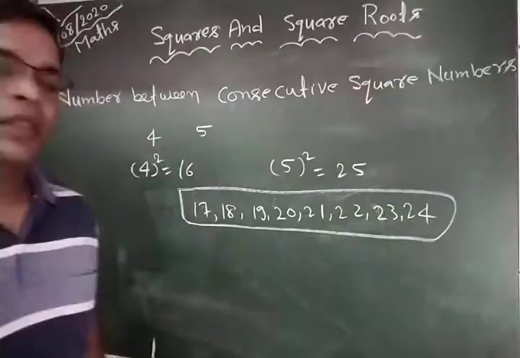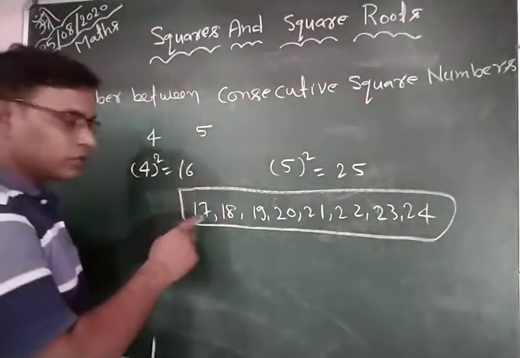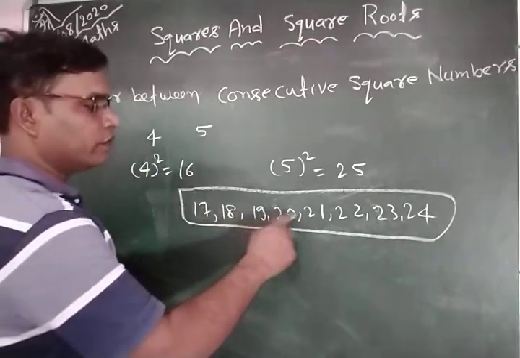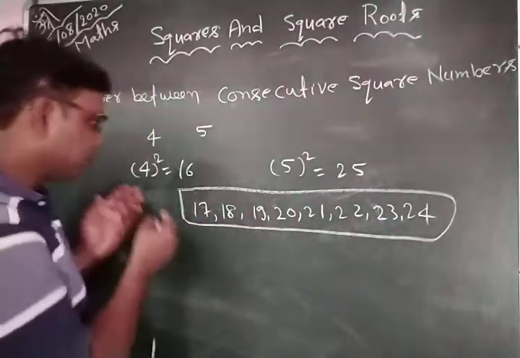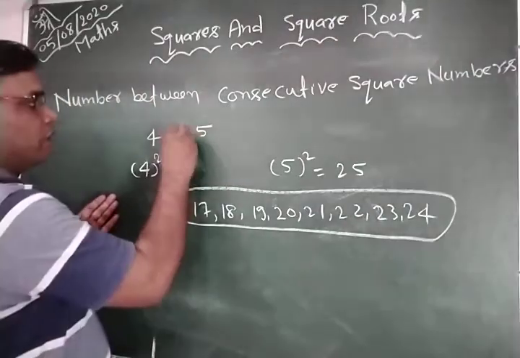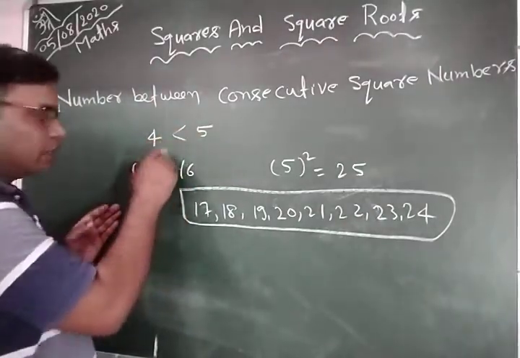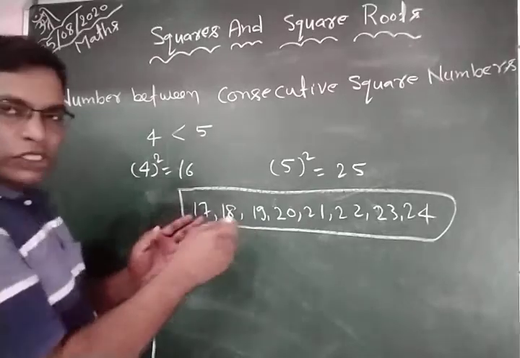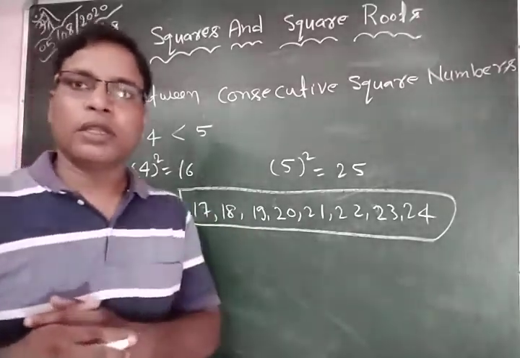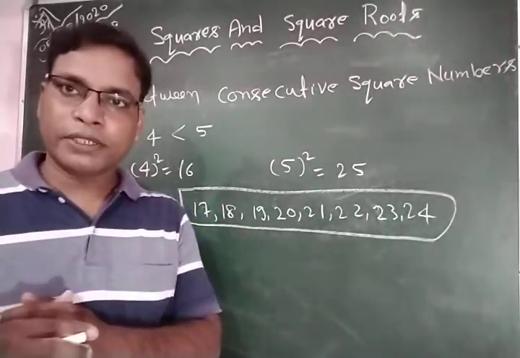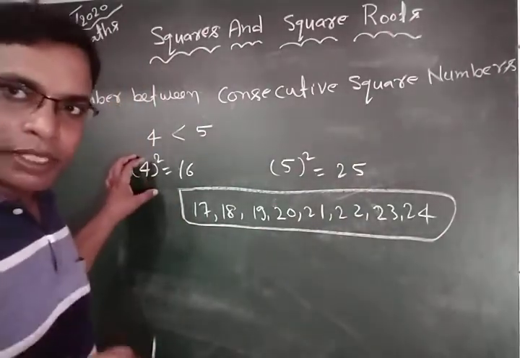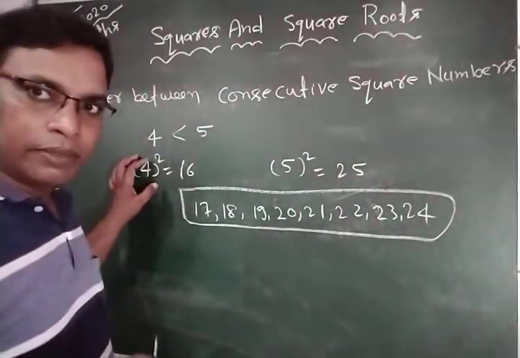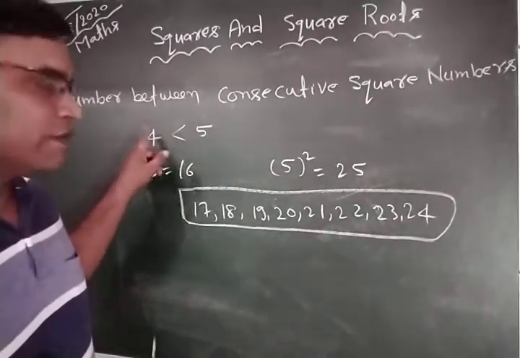So this count is 1, 2, 3, 4, 5, 6, 7, 8. It means that this is double of the smaller number. 5 is greater than 4, and the number of non-square numbers between two consecutive square numbers is 8. This is double of the smaller number, because here 4 is less than 5.